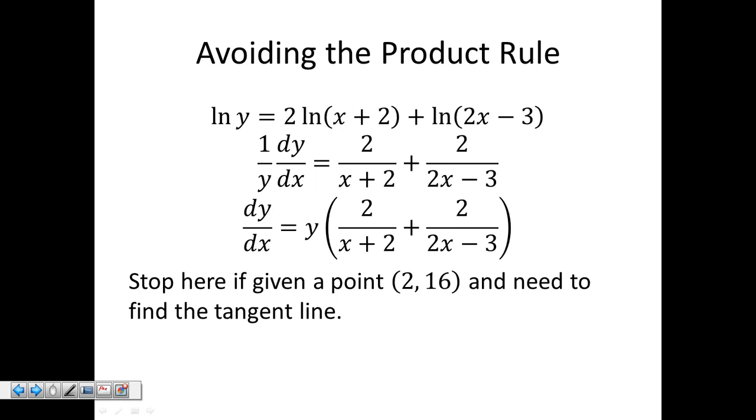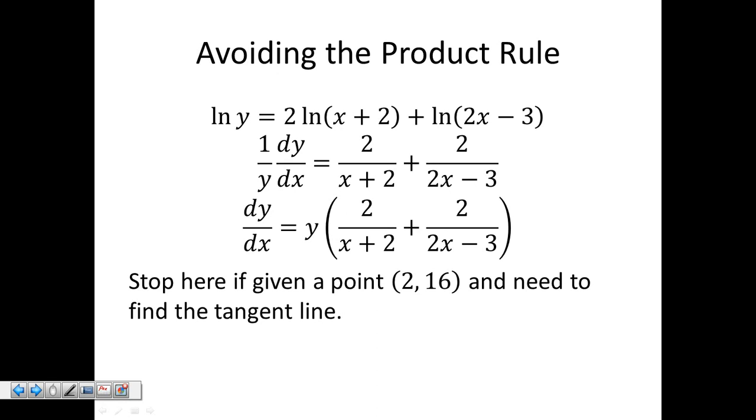I'd go, okay, I know what y is. I'll just plug in 16 for y, and I'll plug in 2 wherever I see an x. And that would give me my slope. So I would then have the slope for my tangent line. So this would be a great place to stop with the algebra, with the derivative, and all that good stuff, if they asked me to find a tangent line at a particular point.